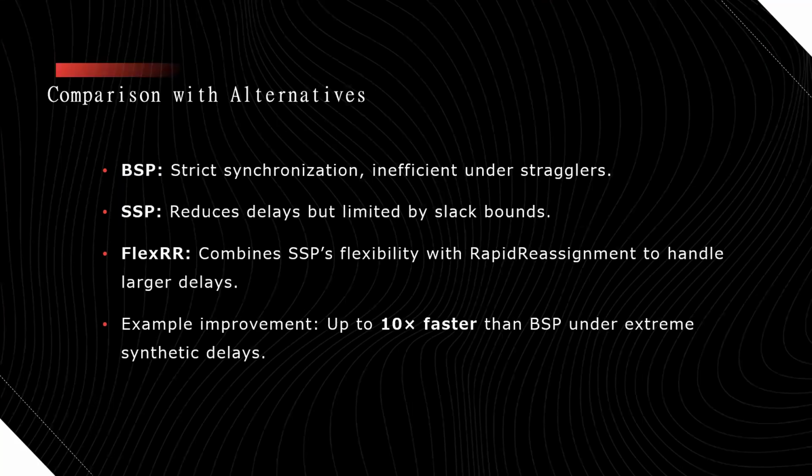Comparison with alternatives. BSP: strict synchronization is insufficient under stragglers. SSP: reduces delay but is limited by slack bounds. FlexRR combines SSP flexibility with rapid reassignment to handle larger delays. For example, improvement is up to 10 times faster than BSP under extreme synthetic delays.